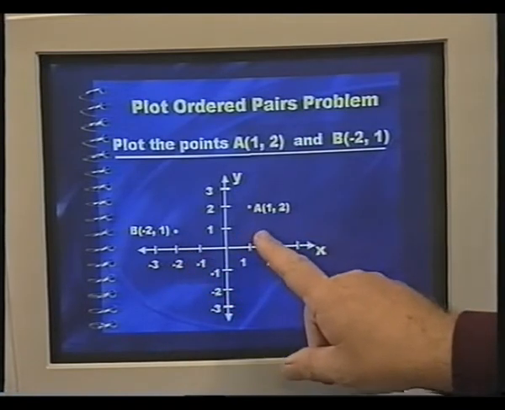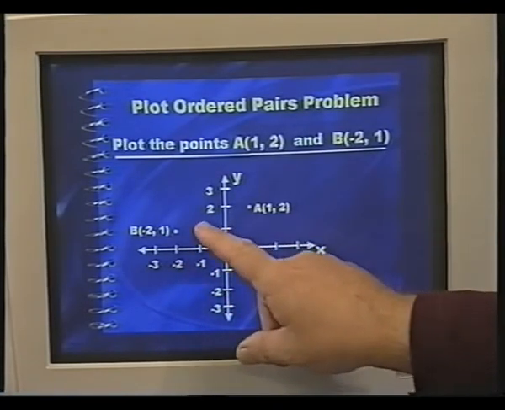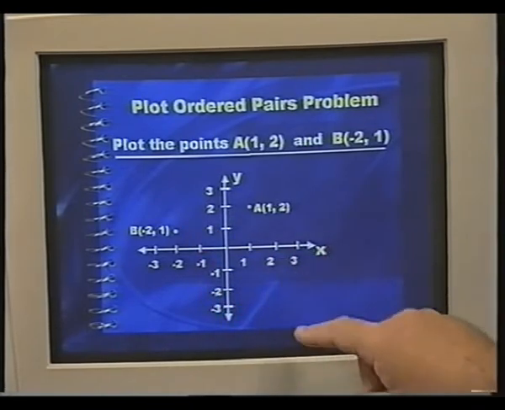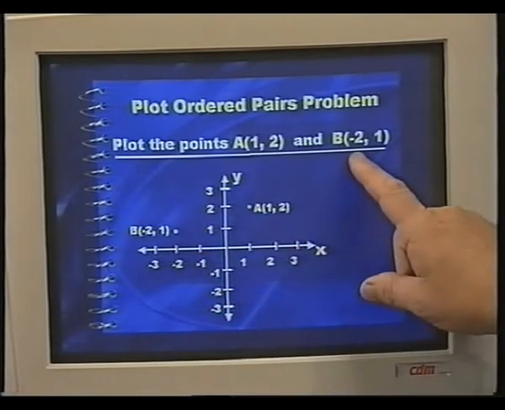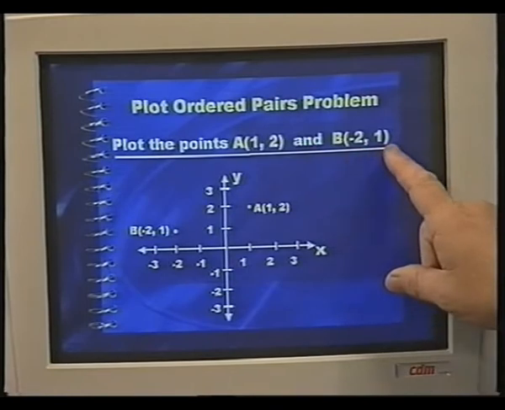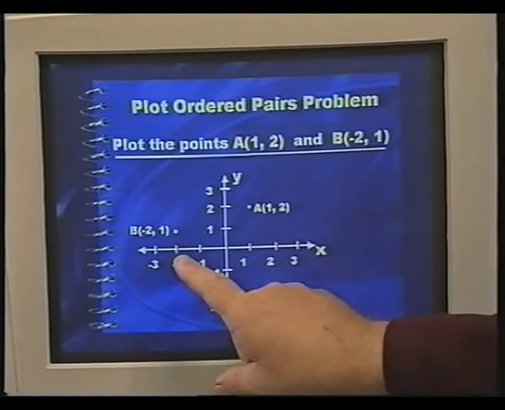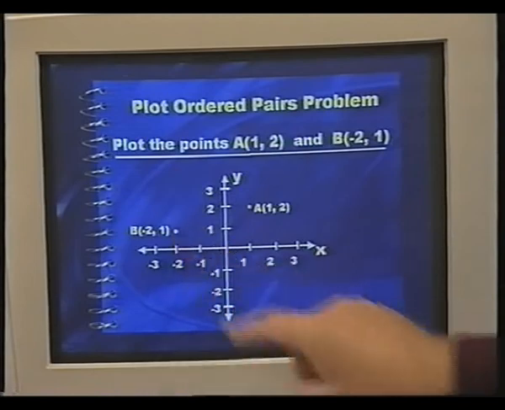In fact, these things are called quadrants. This is quadrant 1, quadrant 2, quadrant 3, quadrant 4. That's something useful to remember. Point B has coordinates (-2, 1). So we go -2 along the x-axis and we go 1 up for the y.